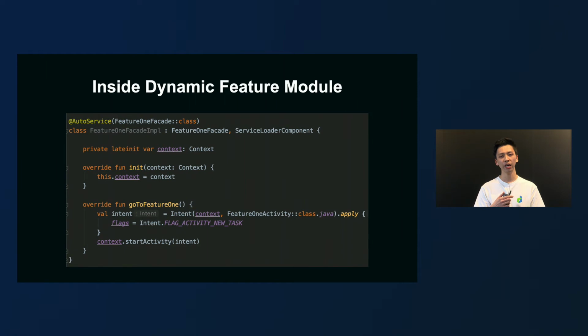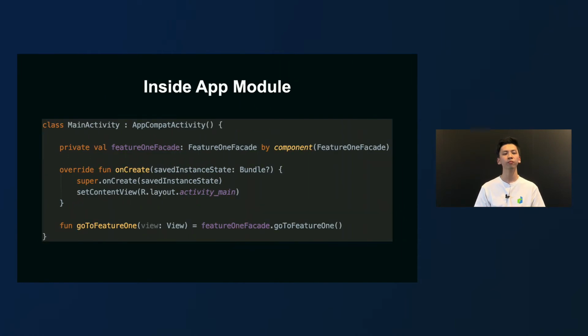So this is what the service provider implementation class looks like. It's inside the dynamic feature module. This implements the service provider interface, and it contains the actual business logic. It also implements the service loader components interface, which allows the Leech components library to discover this service provider and load it into the cache. And then we also use the AutoService library to generate a provider configuration file automatically.